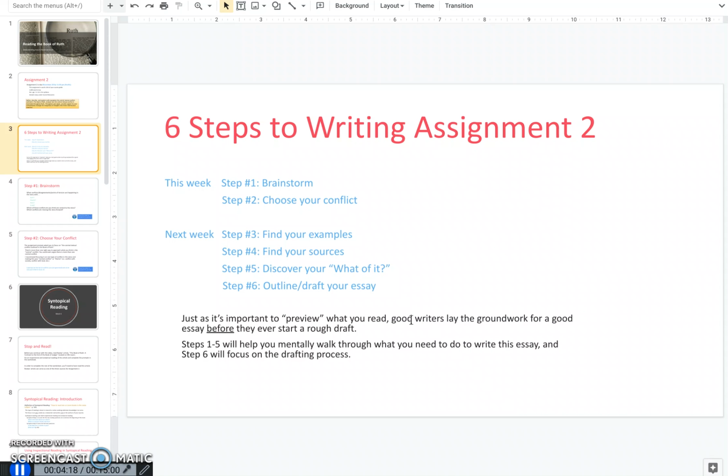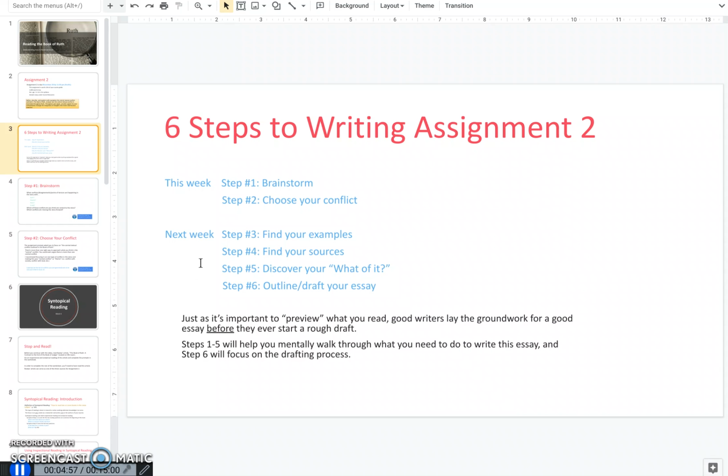Okay, so just like with reading, where we have inspectional reading that gives you a roadmap of where you're going to go in a preview, good writers lay the groundwork for an essay before they ever start a rough draft. That's writing's version of inspectional reading, and that's what we're doing with these steps. What a lot of new writers don't always realize is that half of the work of writing you do before you ever put words on a page. By the time you're putting words on a page, you're really at the end of the writing process, which is why I have that at step 6.